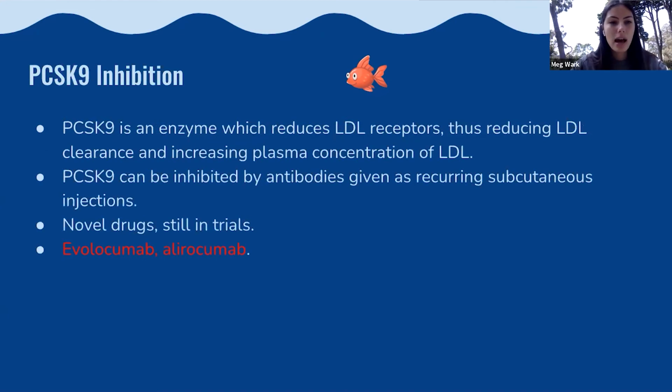Finally, we've got PCSK9 inhibition. This is a new class of drugs, and I think a lot of these are still in trial phases, but it's a new target. PCSK9 is an enzyme which reduces LDL receptors, therefore reducing LDL clearance and increasing the plasma concentration of LDL. PCSK9 can be inhibited by antibodies, which are given as recurring subcutaneous injections. The examples are evolocumab or alirocumab. These ones are both monoclonal antibodies. Essentially, they're attaching to the enzyme to inhibit it and prevent it from working.